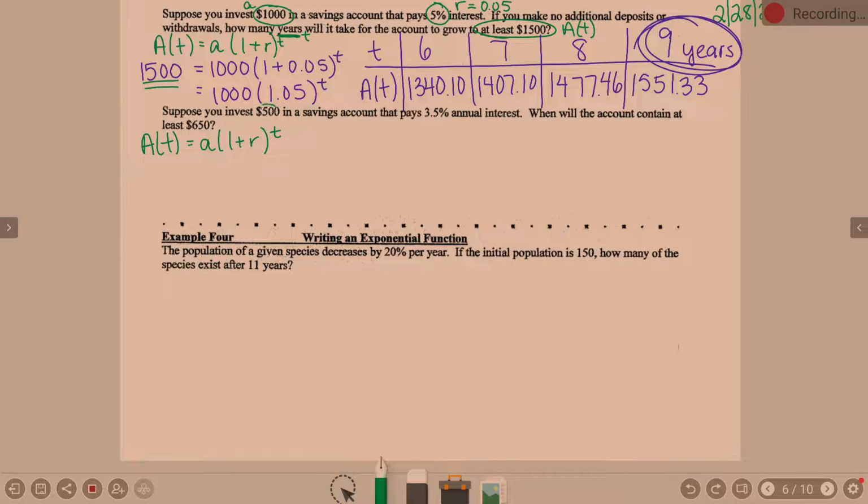Let's see. This time my initial value is 500. 3.5%. My R is going to be 0.035. And this time we're looking for at least 650.